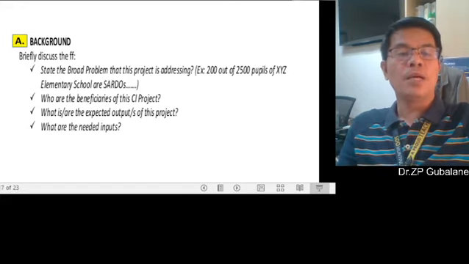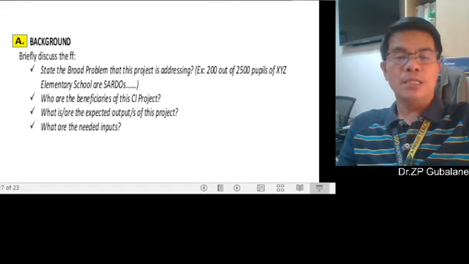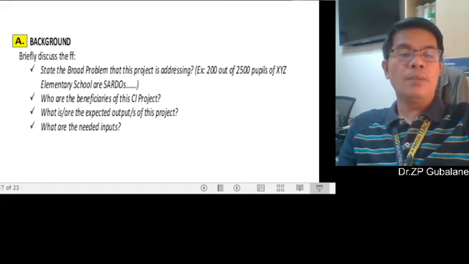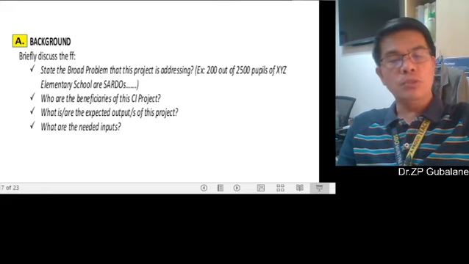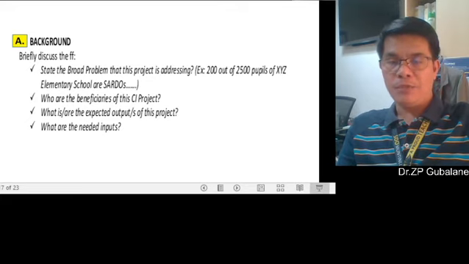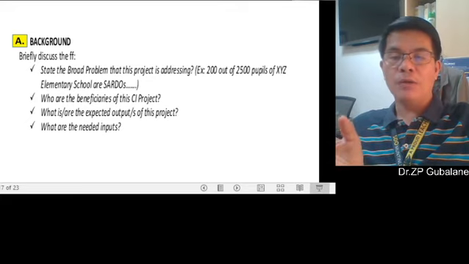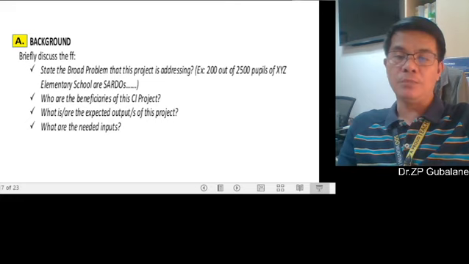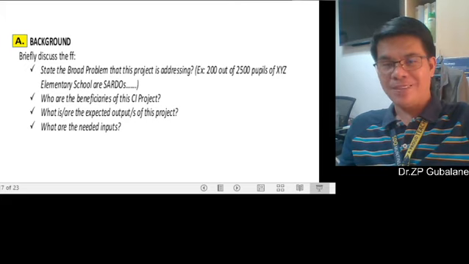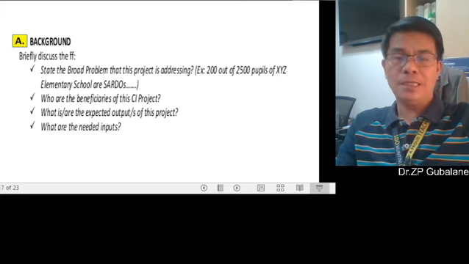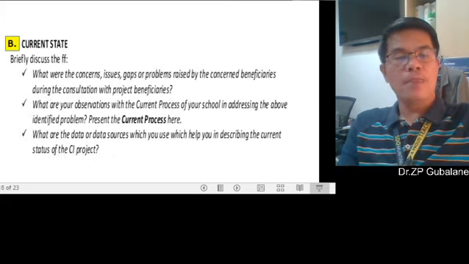State the broad problem that this project is addressing. Who are the beneficiaries of this project? What are the expected outputs of this project? What are the needed inputs? Remember, you cannot come up with output if you don't have input. If you have bad input, you can definitely have bad output, something like that. So just discuss, just present.